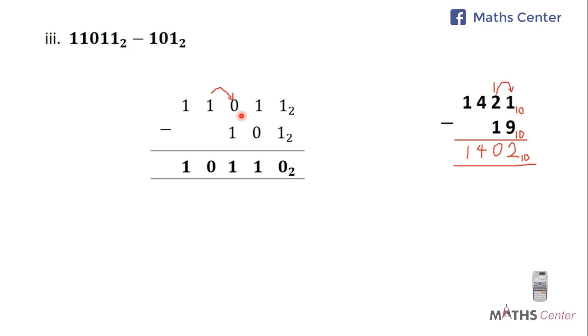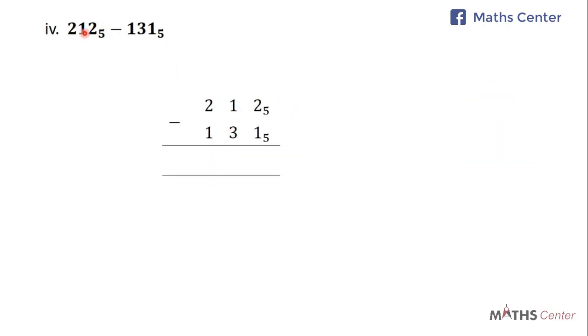Let's look at the last example. We have 212 base 5 minus 131 base 5. Here they all have the same digits. So we write the highest number first, then we write the least number beneath it. They are all in base 5. So 212 is the highest number and 131 is the least number. So we have 212 minus 131 base 5.